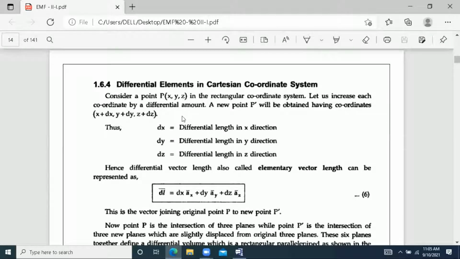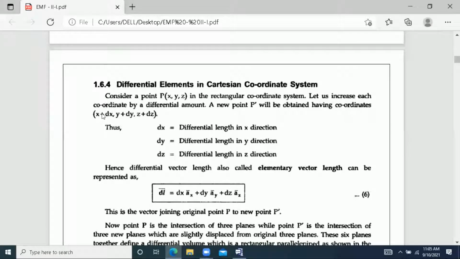If you have a point represented by a value in X, a value in Y, and a value in Z, a small change of that point would be X plus the differential change in X, Y plus the differential change in Y, and Z plus the differential change in Z. So dx, dy, dz are differential change in X, Y, and Z. Clear so far? Can you repeat that one, sir?